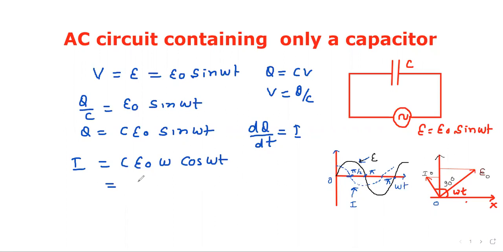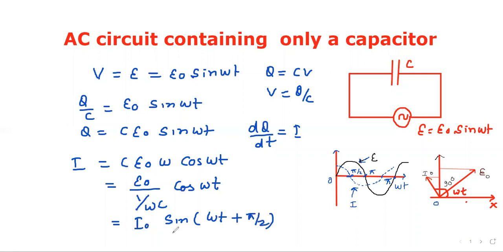This can be written as E0 divided by 1 upon omega C times cos omega t. So this can be written as I0, and cos can be converted to sine by putting pi by 2. So cos, we write it as sine omega t plus pi by 2, and here we have assumed 1 upon omega C as Xc, the capacitive reactance.